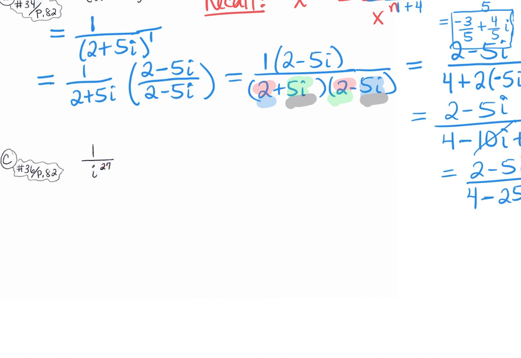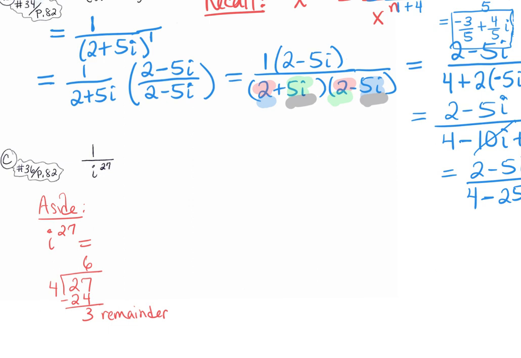So on the side, as an aside, i to the 27th, we want to figure out what that's equal to. Remember, we have to take 27 and divide it by what? 4. Good. 4 goes into 27 how many times? 6 times 4 is 24. Subtract, we get what? 3 is our remainder. So that means it's 4n plus 3. It has the form i to the 4n plus 3.